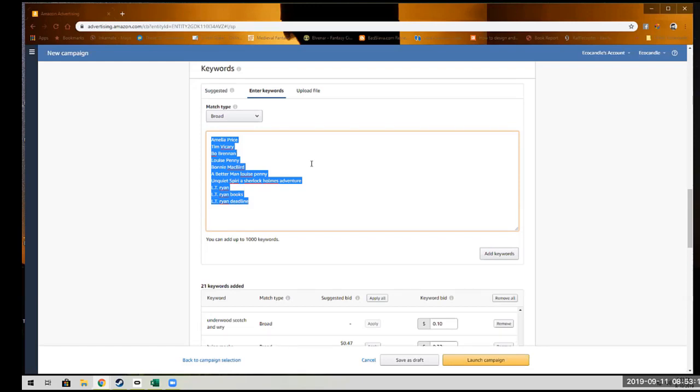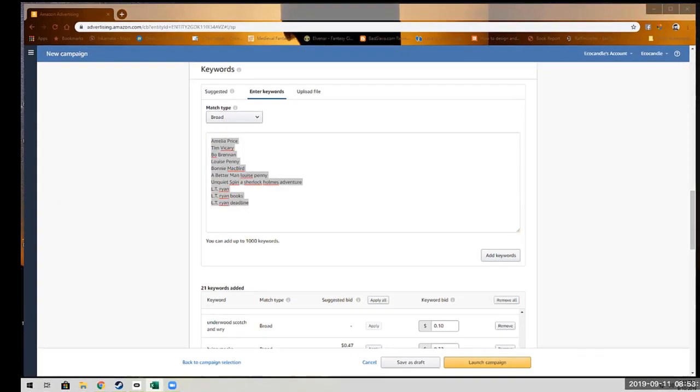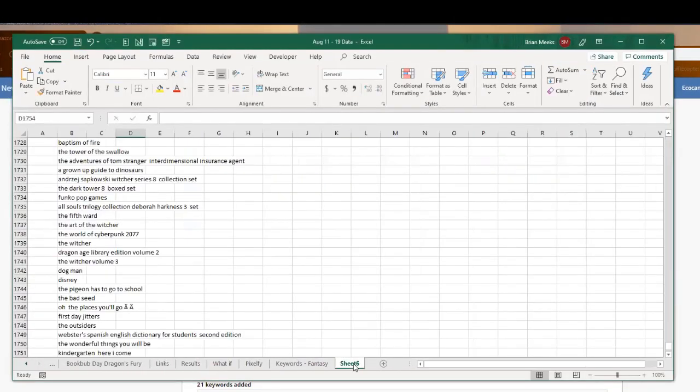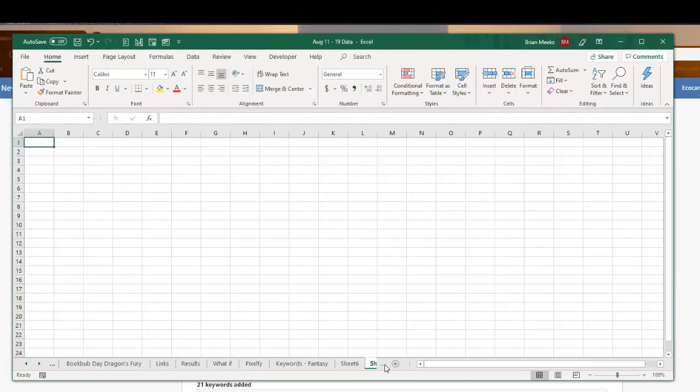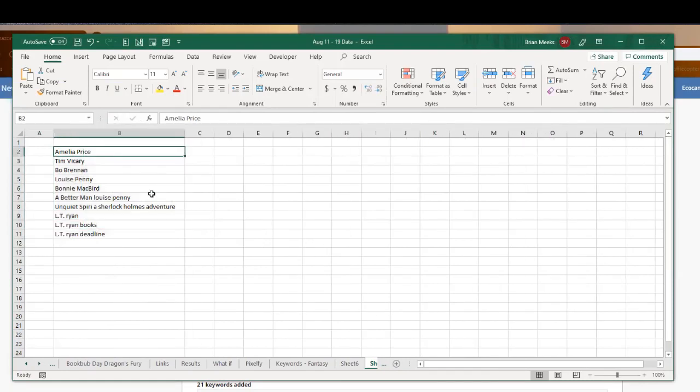Now, what I want to do, and this is important because if you forget this step, well, you can always go back into the ad and get them. But the nice thing is if you take those and you have an Excel workbook or the Google free one, you can just create a blank sheet. There we go. And I'm going to paste my keywords that I just found in here. And so now the next time I do an ad, I can just copy and paste these. So you always want to build it in a place where it's saved.